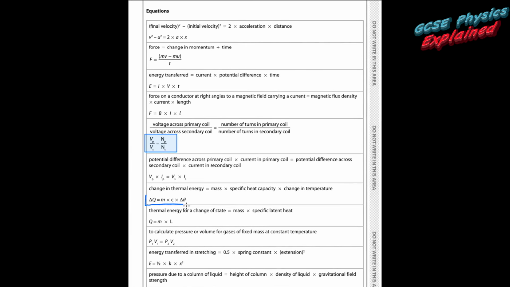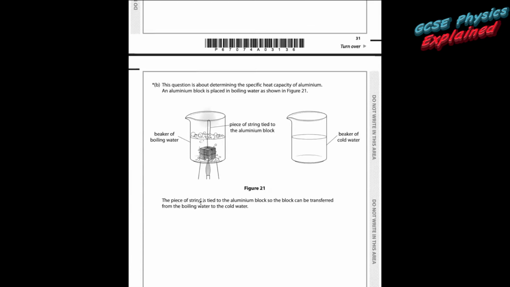Okie dokie, this is the formula we want. The change in thermal energy equals mass times specific heat capacity times the change in temperature, mc delta theta. So delta Q, the change in the heat energy, equals the mass times the specific heat capacity times the change in temperature. So we'll just pop the numbers in.